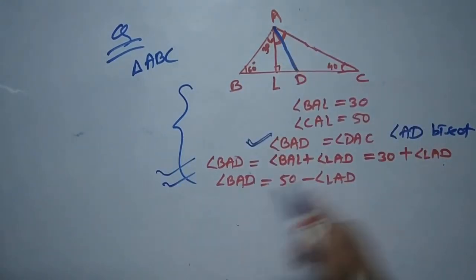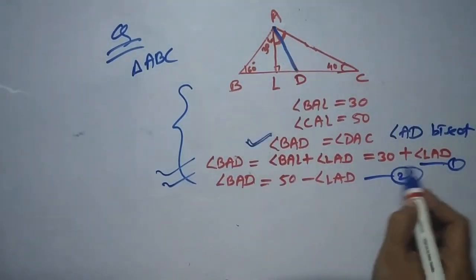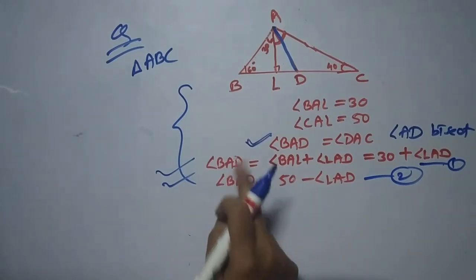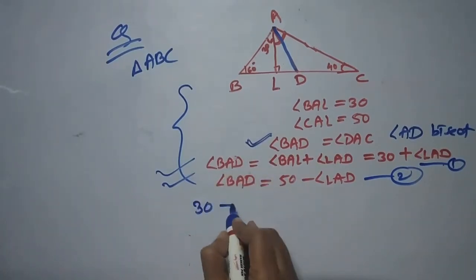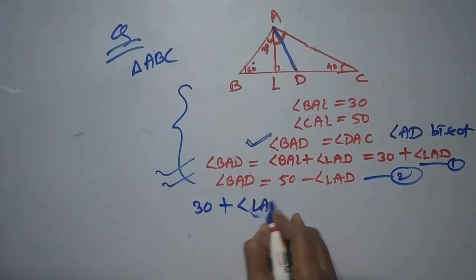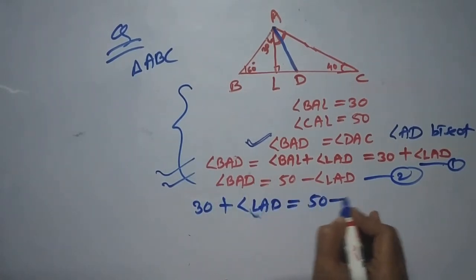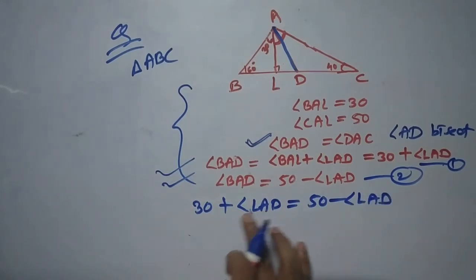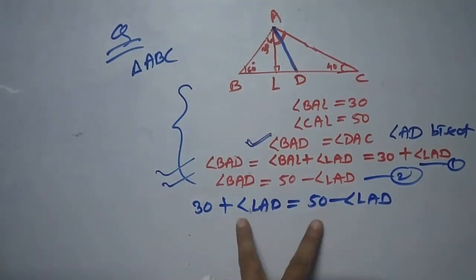Okay. So from equation 1 and equation 2 we'll write BAD is equal to BAD. That means 30 plus angle LAD is equal to 50 minus angle LAD. From equation 1 and 2 we can say that these two angles are equal.